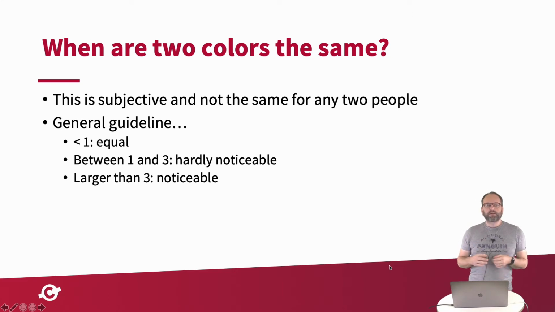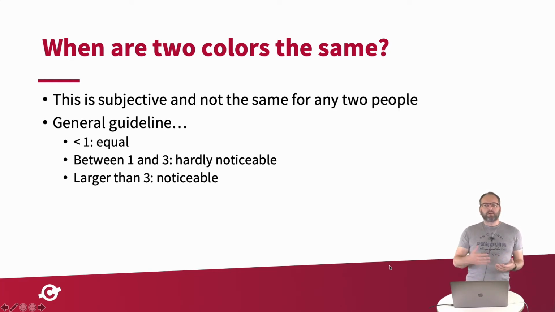In reality, this too is a little bit subjective. No two people have the same eyes and are equally sensitive, and there are all kinds of differences. The general guideline kind of is, and I think my numbers are already a little bit different from what Dietrich at some point mentioned, which shows that this is subjective. But a guideline you can have is that if it's smaller than 1, they are equal.